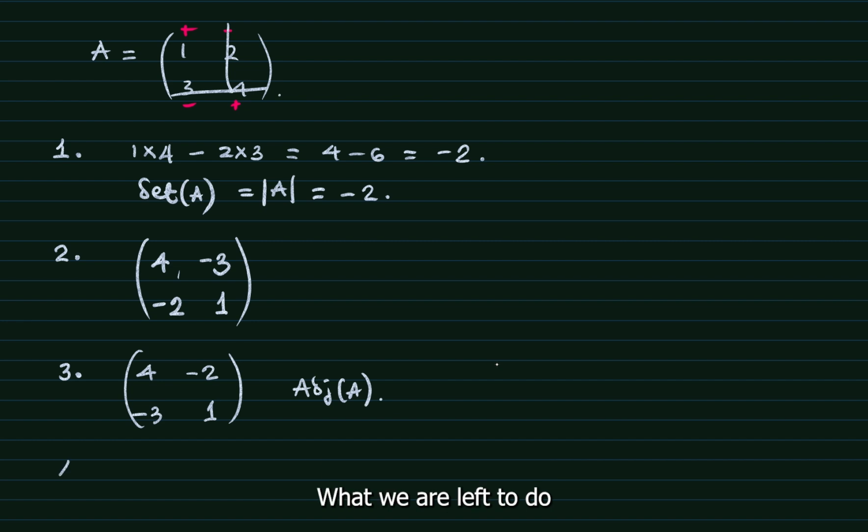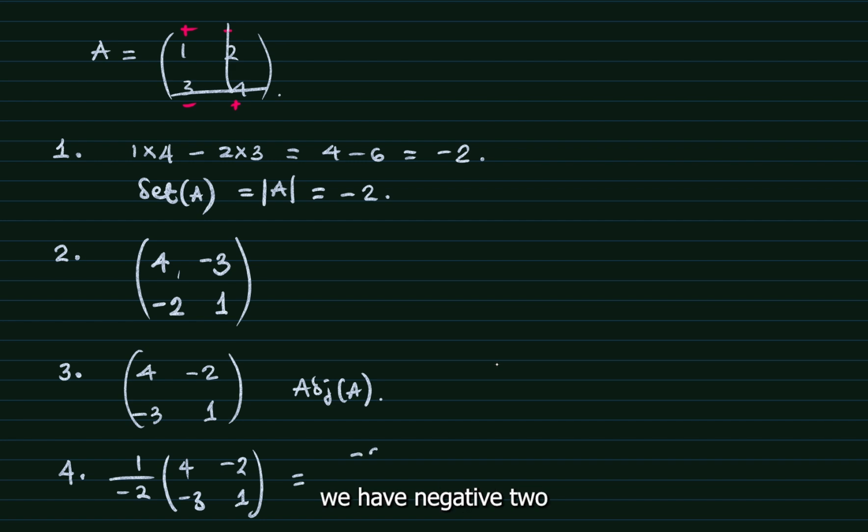What we are left to do is to then divide by the determinant. So we have 1 over negative 2 multiplying 4, negative 3, negative 2, 1. And if we simplify this, we will have negative 2, 1, negative 1.5 if you like, and negative 0.5. And this is the inverse of matrix A.